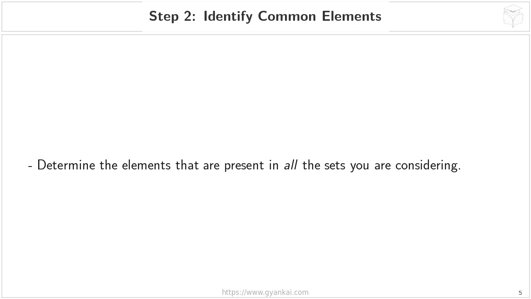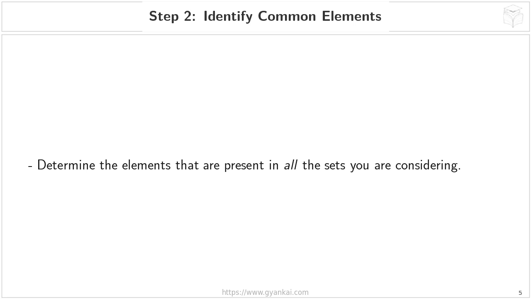So, carefully look at each set and identify the items, the numbers, the letters, whatever the sets contain, that appear in every single one. We'll use these common elements in the next step to fill in the overlapping part of our Venn diagram. In the next slide, we'll actually shade that overlapping region, so it's important we get this step right first. We need to be absolutely sure we've identified everything that's common to all the sets before we move on.